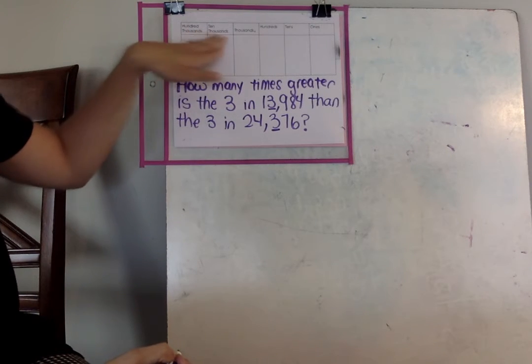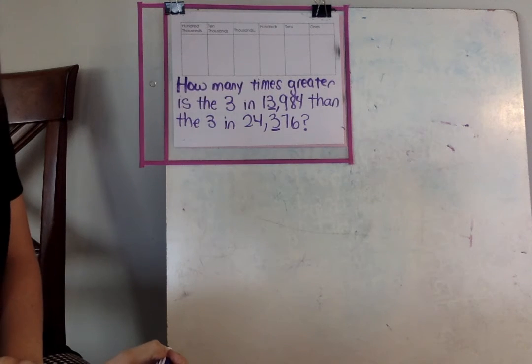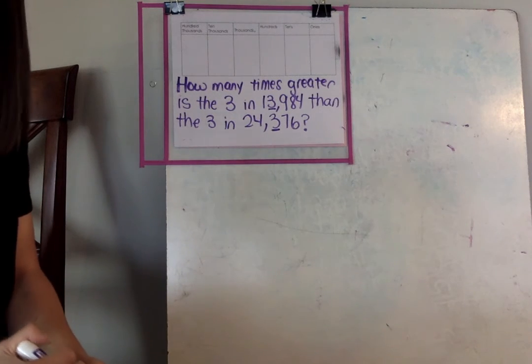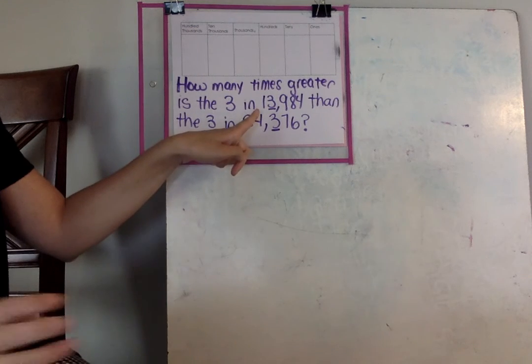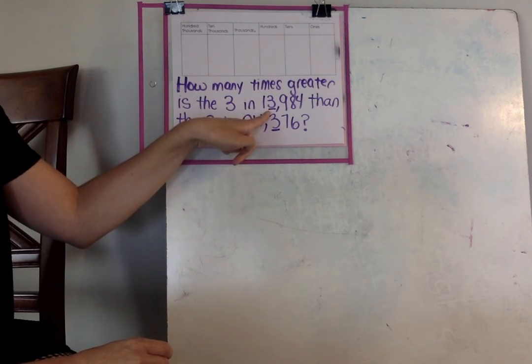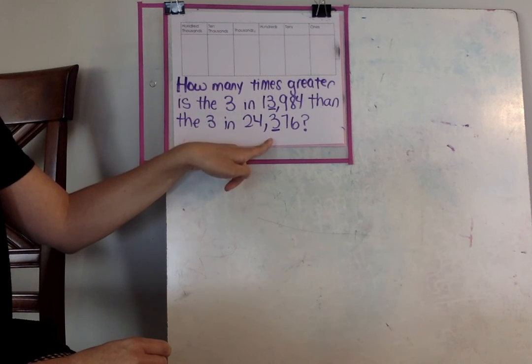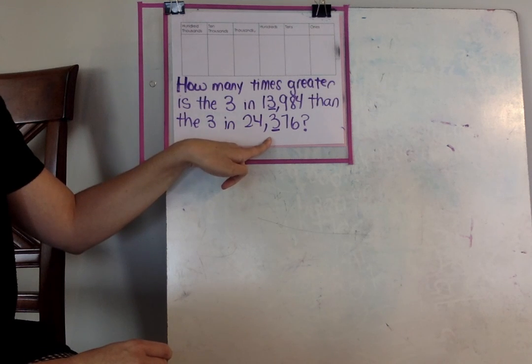Now, I want you to use your place value chart. I want you to put the top number on the top and the bottom number on the bottom. And I want you to see how many place values do you move. You can actually go above and beyond and write a multiplication equation that shows you how many times greater the 3 in 13,984 is than the 3 in 24,376. So go ahead and pause your video and solve this problem.